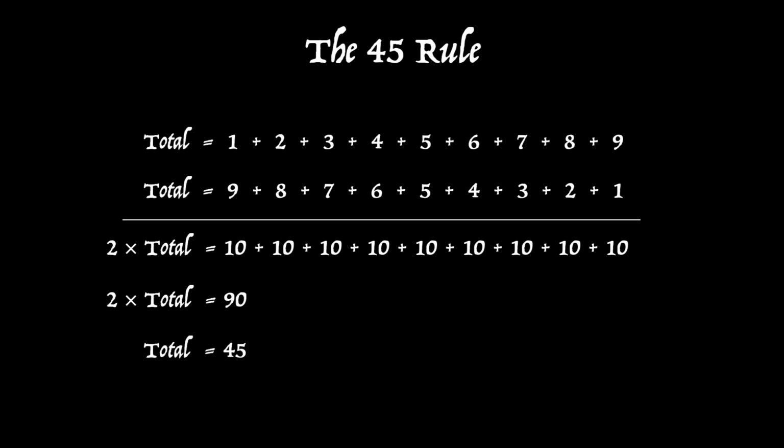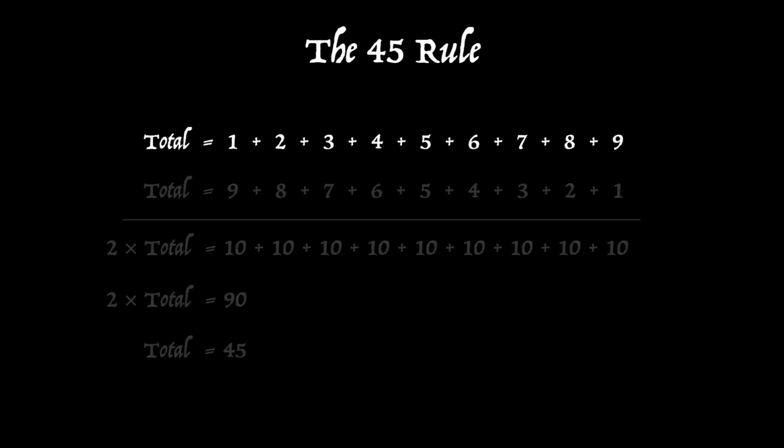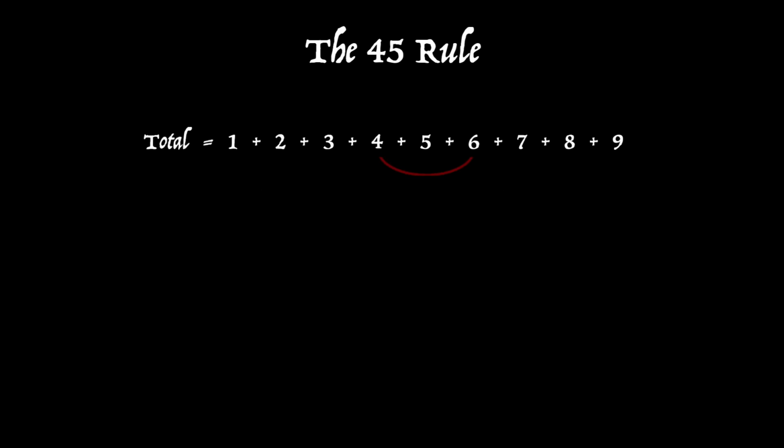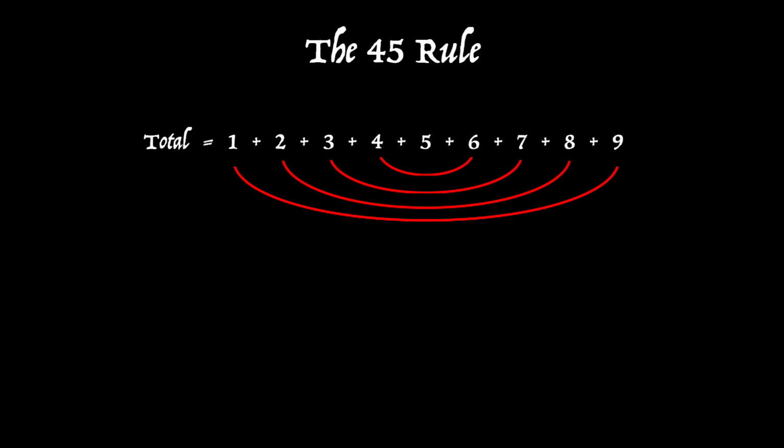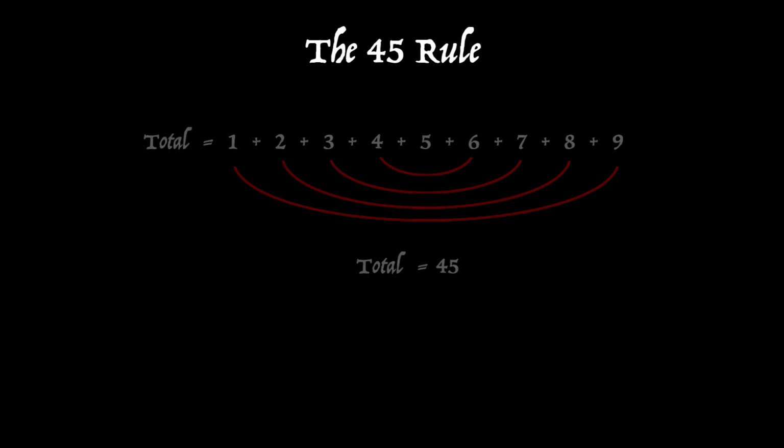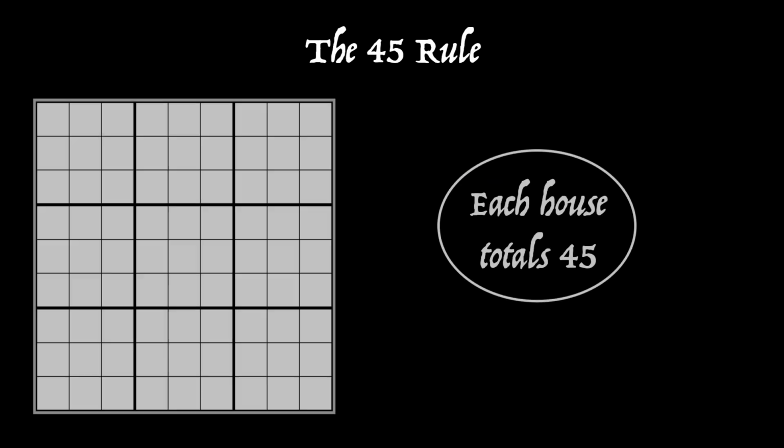So that's one quick way. And here's another interesting quick way of doing it. Let's pair numbers off. For instance, 4 and 6, that's 10. 3, 7, that's 10. So we get 4 lots of 10, and of course the 5 in the middle. Well, that means we've got 40 plus 5. That's 45. So let's return to the Sudoku grid, and we now know that each house totals 45.